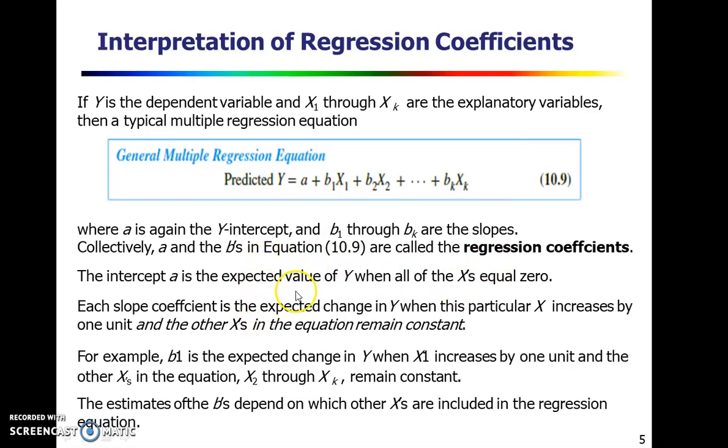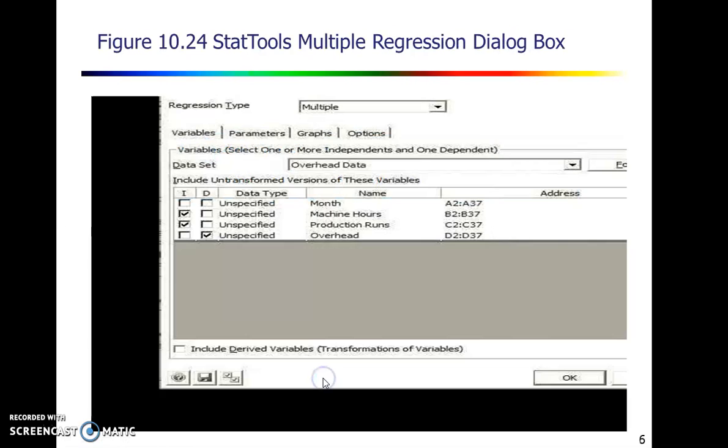The intercept is the expected value of y when all of the x's equal 0. Each slope coefficient is the expected change in y when this particular x increases by 1 unit and the other x's in the equation remain constant. If you change x even by a single unit, that will affect the y value, with all the rest remaining constant. These estimates of the b's depend on which other x's are included in the regression equation.